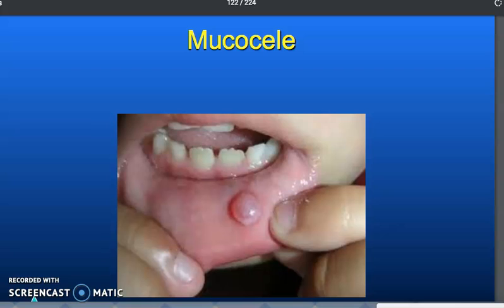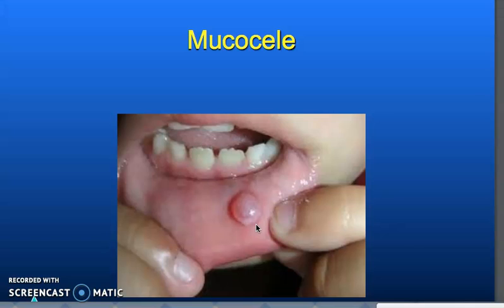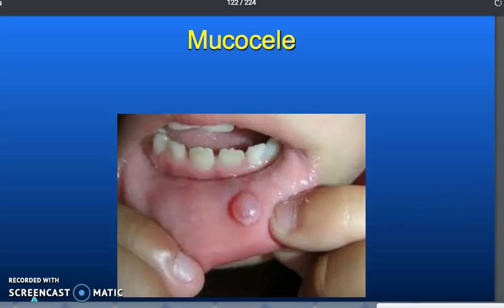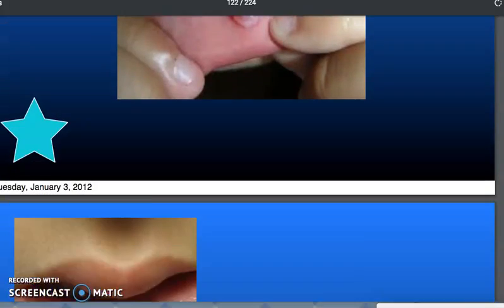So what will happen with a mucocele is that it will come up like this. It may be there a few days. A person will either press on it or bite on it, and it will rupture and a watery fluid will come out of it and it'll go away. And then it will reoccur. It will gather the fluid and reoccur again. So that's called a mucocele. No real danger with them, but it can be irritating to the patient. So that's the difference between a fibroma and a mucocele.